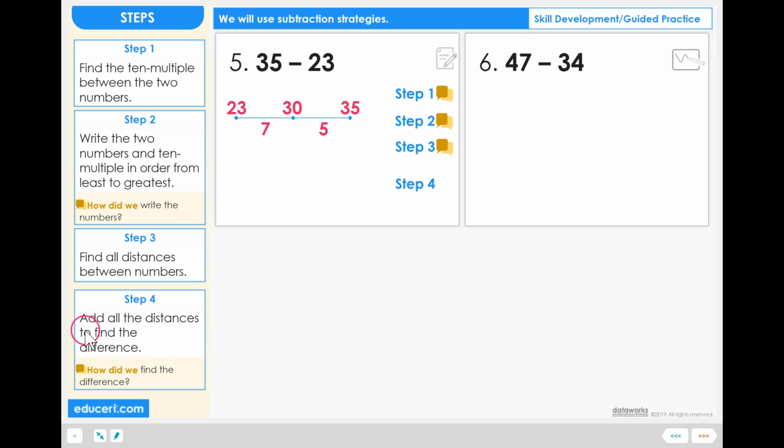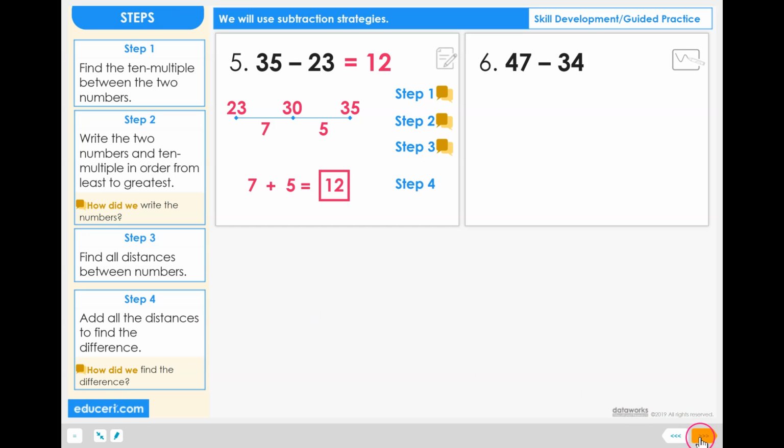Ready, read. Add all the distances to find the difference. So the difference, once again, is the answer to the subtraction problem, and we are going to find that by adding. That's why the strategy is named adding distances. So we take the 7, we add 5, and that is a distance of 12. The difference is the value when we add all the distances, 12. So 35 minus 23 equals 12.